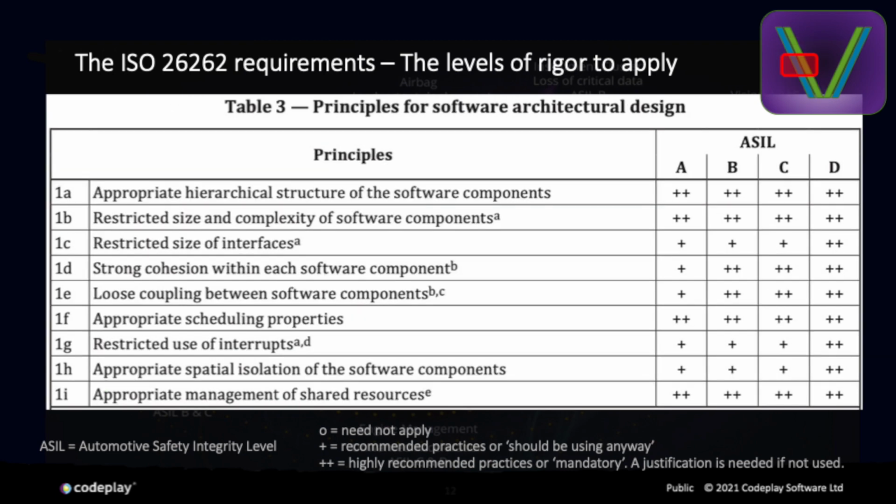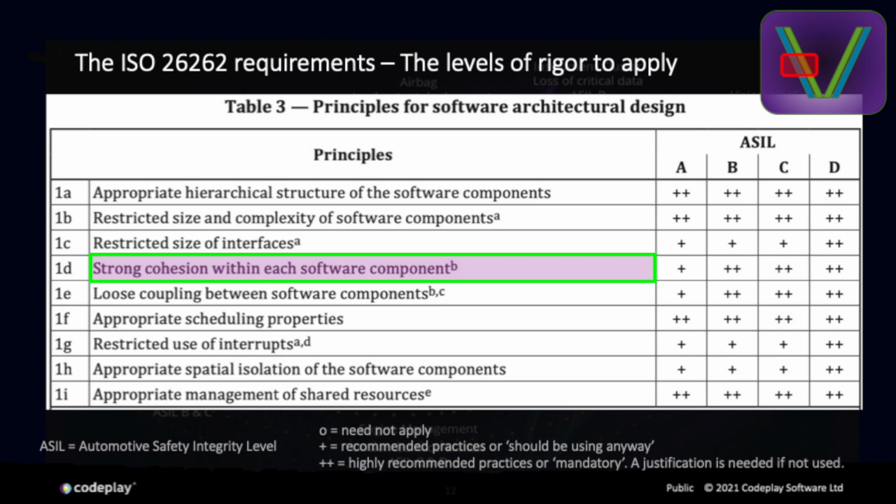Next, Table 3, the principles for software architectural design. A tick here for appropriate hierarchical structure of components. I have put a caution for restricted size and complexity of software components. Now, ISO 26262 is looking for systems and the components within to support only enough code to satisfy the requirements of that targeted use case. A tick for restricted sizes of interfaces. I generally think this is a principle that is well supported.